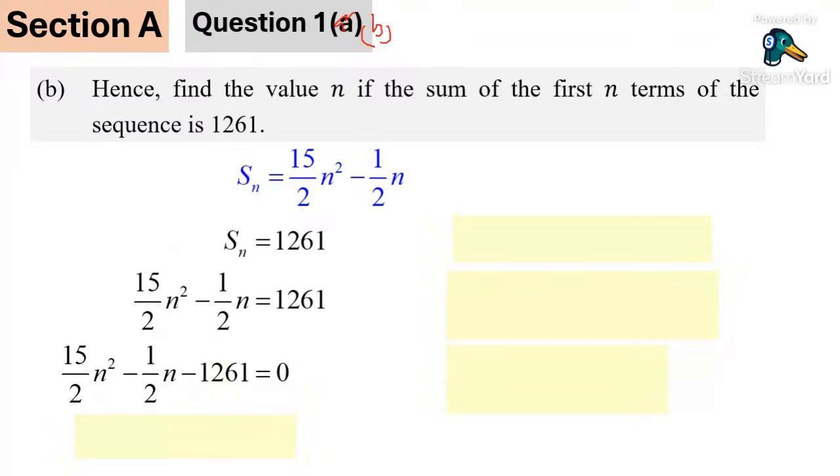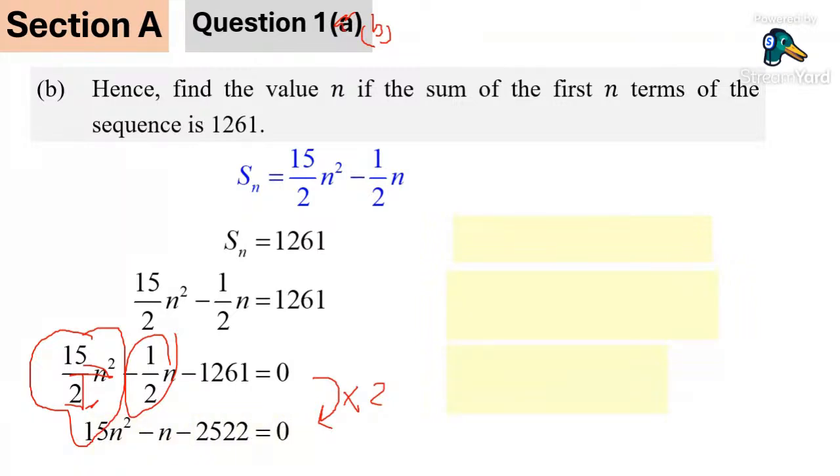Then please, guys and girls, I believe you use calculator to do factorization, but don't do factorization at this moment. Whenever you find that you have terms here that come with fractions, or when the square terms here come with negative, please don't use your calculator to do factorization directly, but we do some adjustment to get rid of the negative, to get rid of the fractions. In this case, focus on the square parts here. I want to get rid of the fractions, so I multiply 2 on both sides. So this gives me the result 15n squared minus n minus 2522 equals 0.